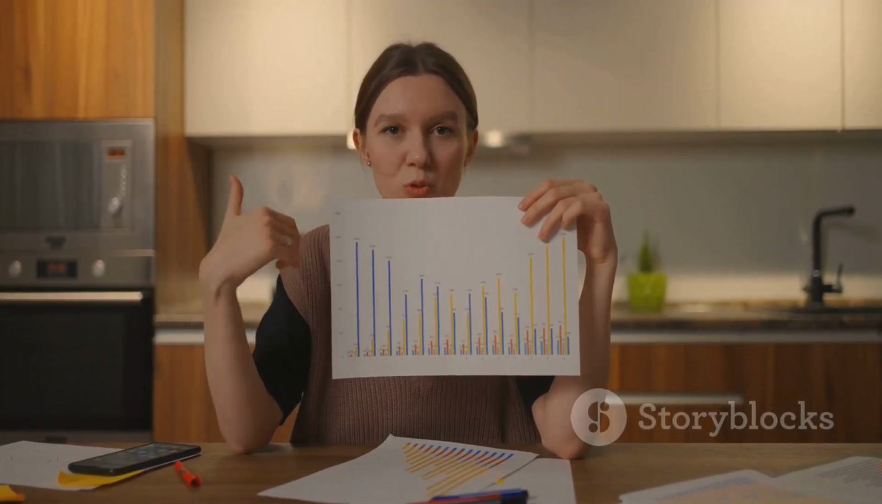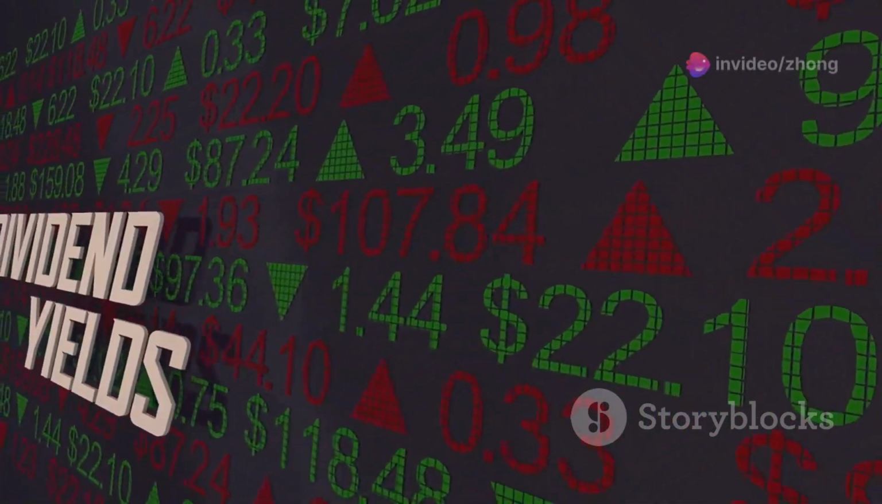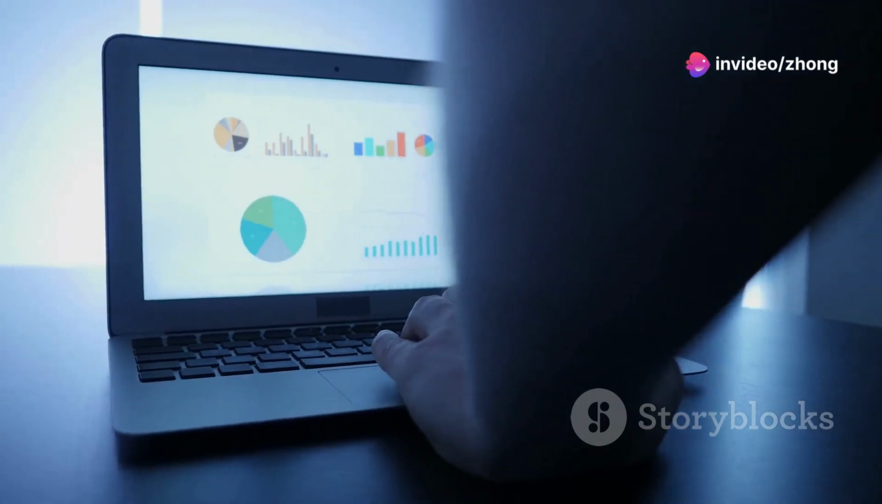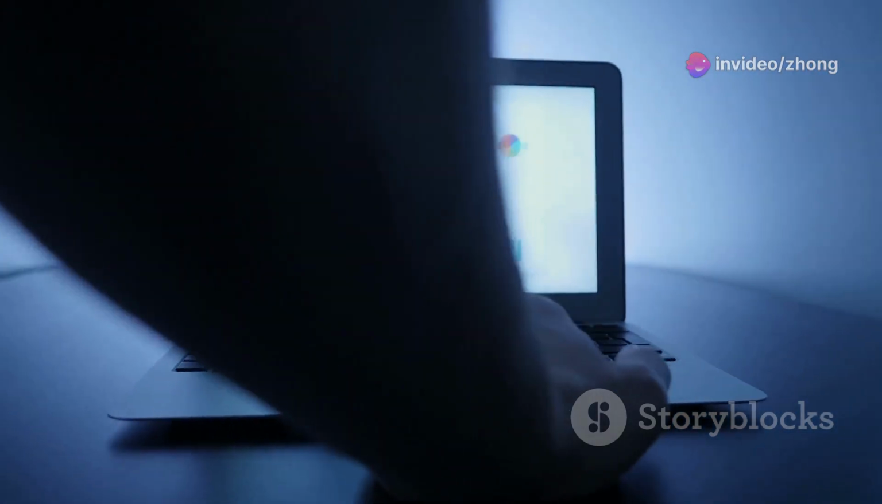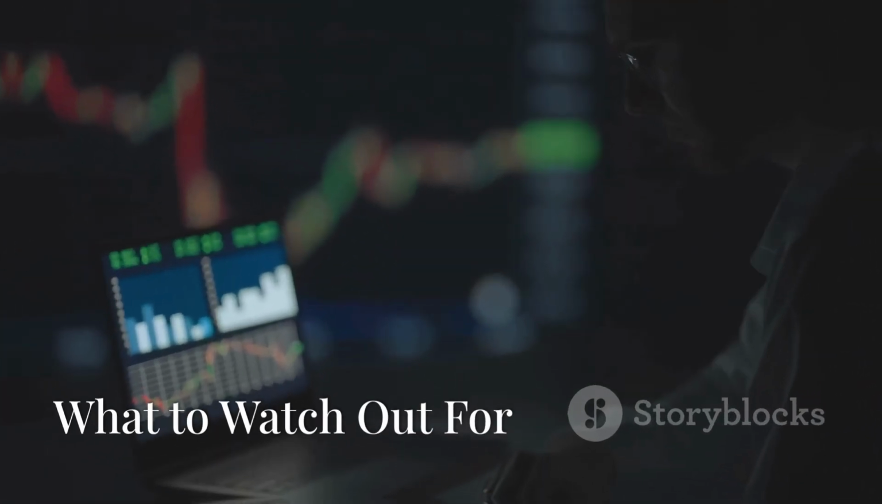Debt levels. Examine the company's debt levels and its ability to manage its debt load effectively. Dividends. Consider if the company pays dividends and its history of dividend payments. By taking a holistic approach to stock analysis, you can make more informed and well-rounded investment decisions.